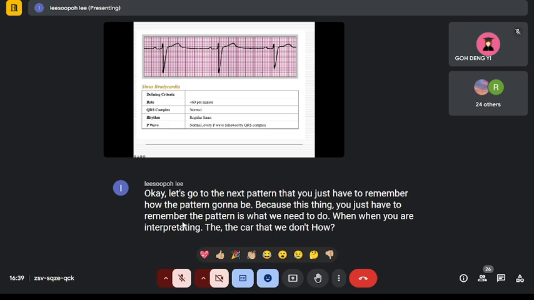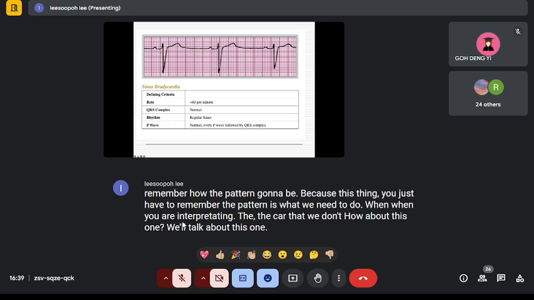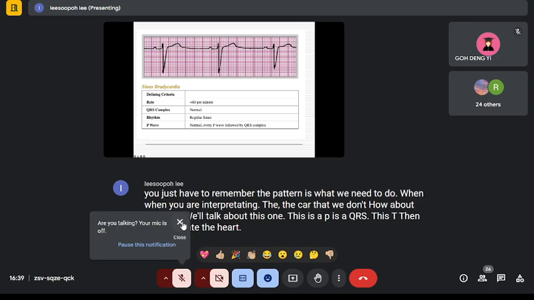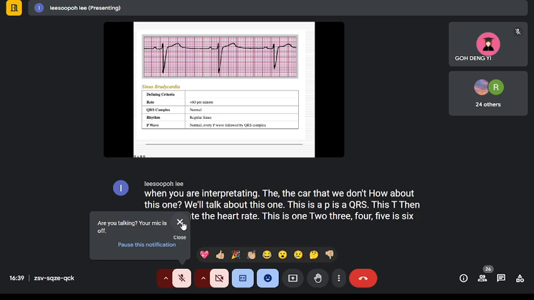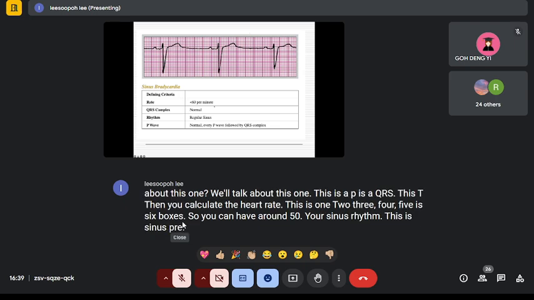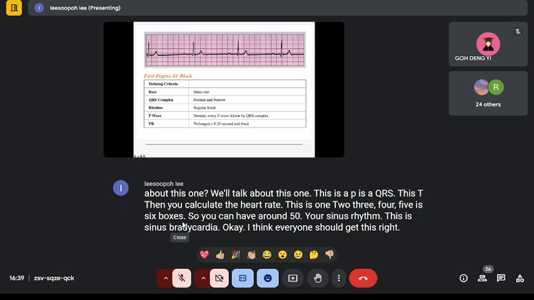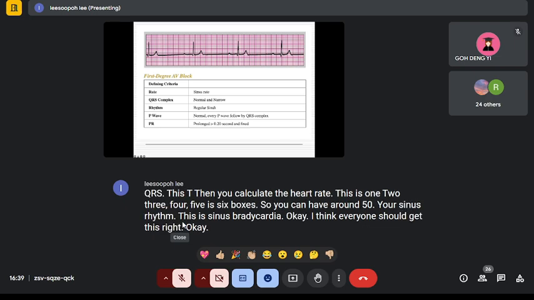Okay, how about this one? We talk about this one. This is a P, this is QRS, this is T. Then you calculate the heart rate. This is 1, 2, 3, 4, 5, this is 6 boxes. So you get heart rate around 50. Your sinus rhythm, this is sinus bradycardia. Okay, I think everyone should get this right. Okay, then how about this one?